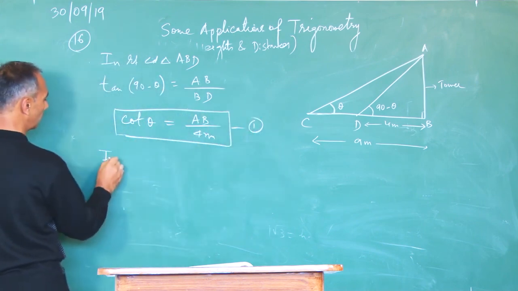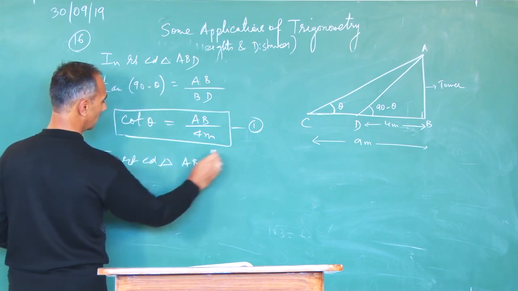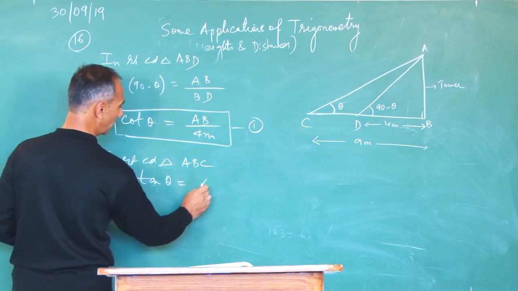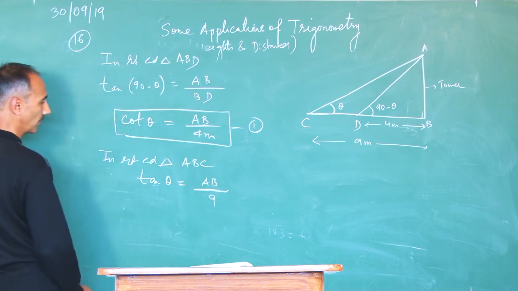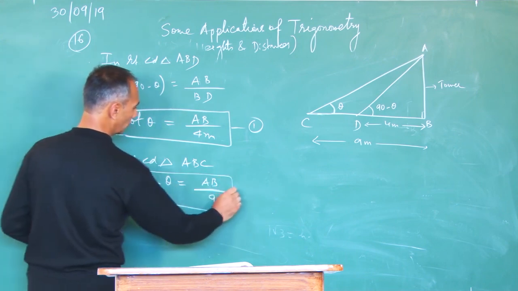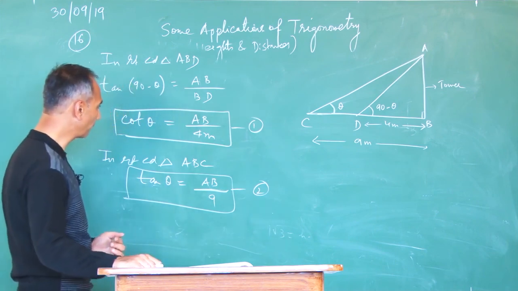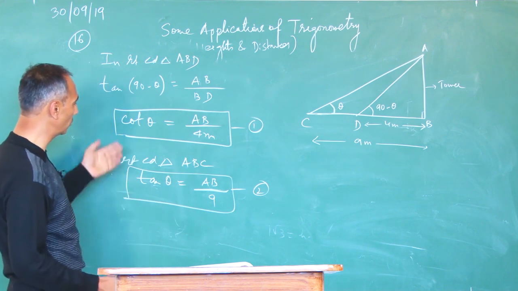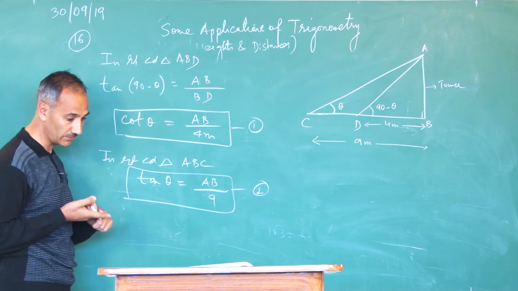Now we move to the other right triangle, right angle triangle ABC. Again tan of theta is perpendicular by base. How much is base? Base is 9. Got it? So this is my equation 2. So I have to get the value of AB. That means this theta you have to cancel. What you are going to do to these 2 equations? So that tan gets cancelled with cot.